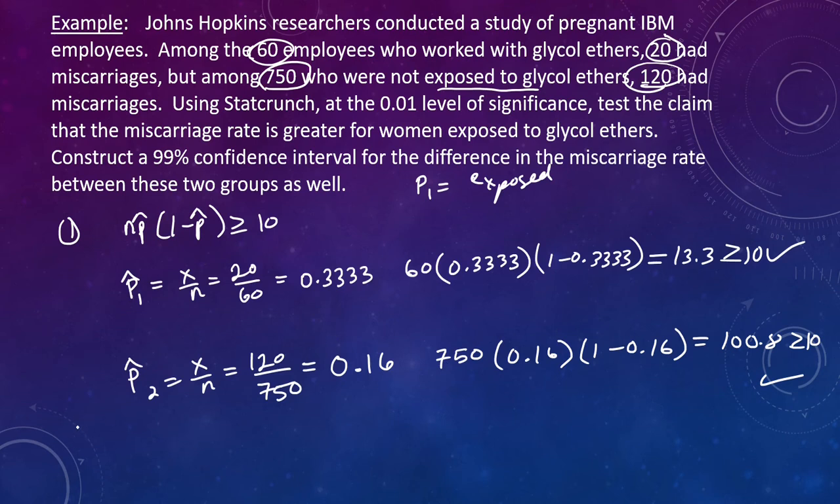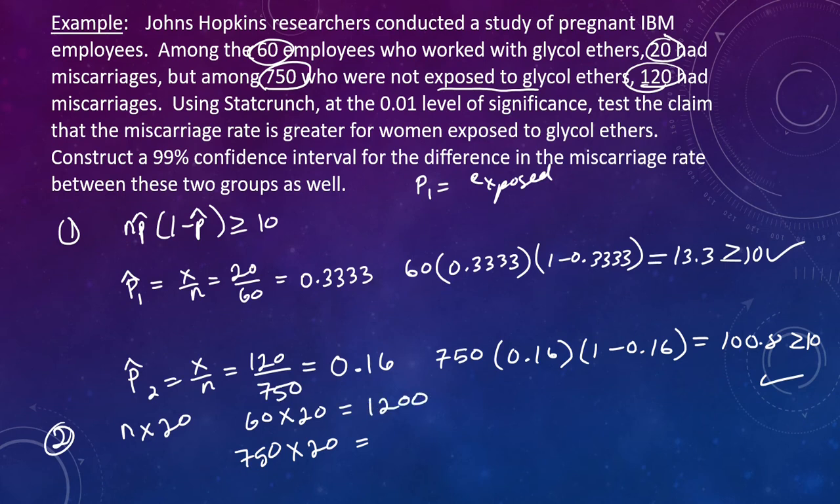Now the second condition. We're going to take the sample size of each group and multiply it by 20. The first group has 60 employees, so we'll take 60 and multiply it by 20. And the second group has 750 people, and we'll multiply that by 20. 60 times 20 is 1,200, and 750 times 20 is 15,000.